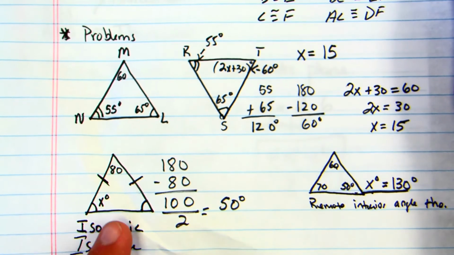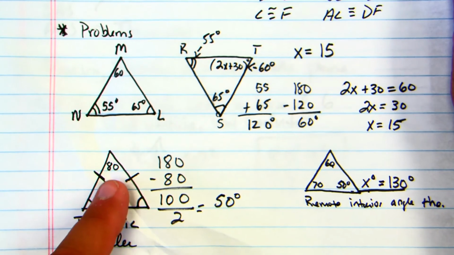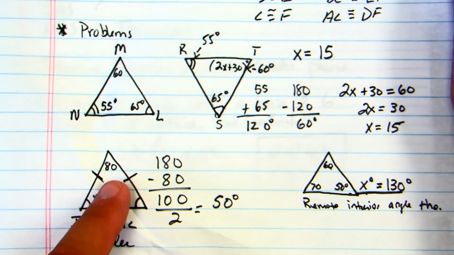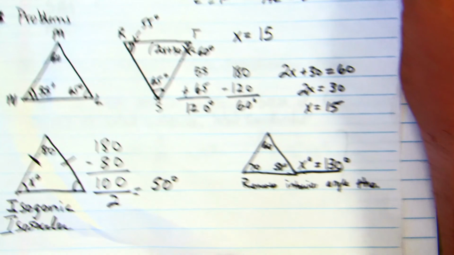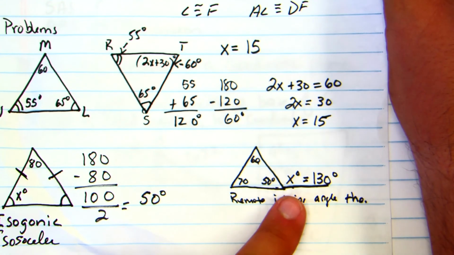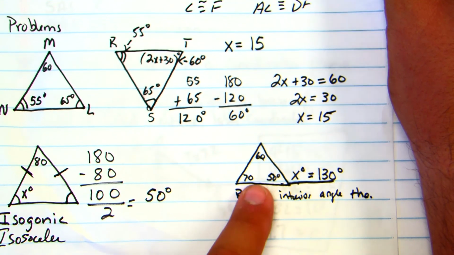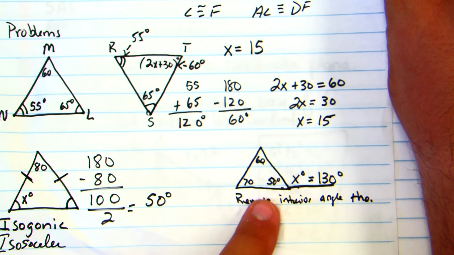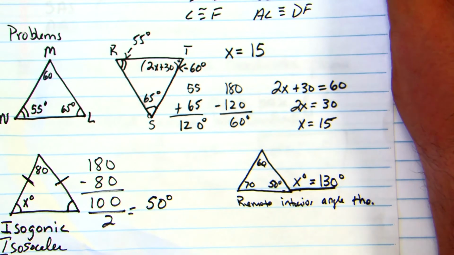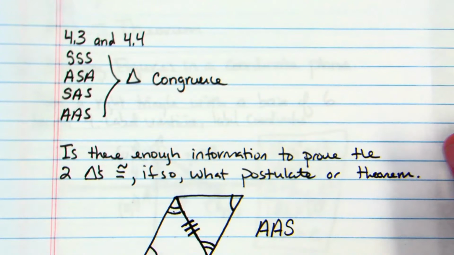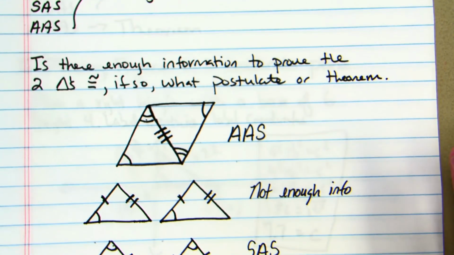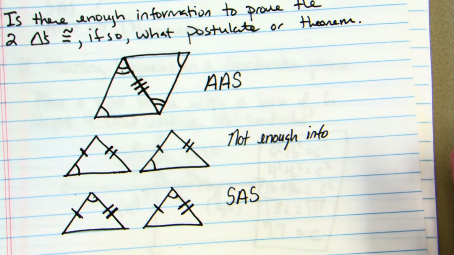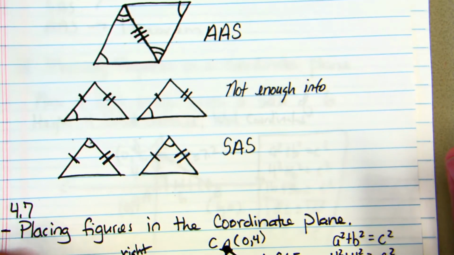This would be a problem where I give you, look for x, give you 80. 180 minus 80 is 100, so I have to split 100 evenly 2 ways. I get 50 and 50. This is one where the exterior angle is equal to the sum of the two remote interior angles, the ones farthest away. 70 plus 60 is 130. Again, 4.3 and 4.4 deal with congruent triangles. That's an example of angle, angle, side. The second one's not enough information. The third one is side, angle, side.